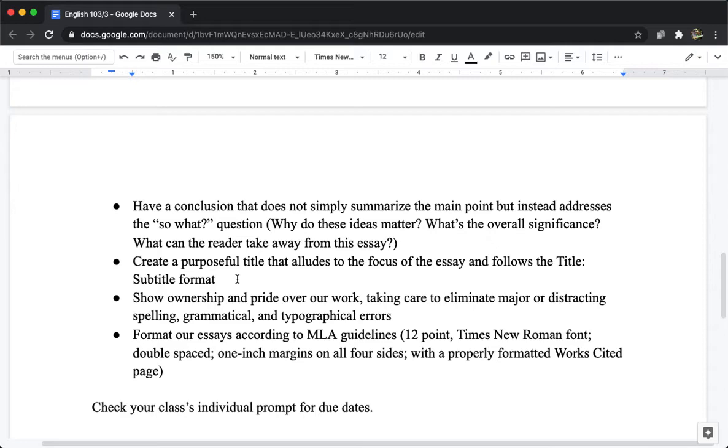That's one of the chief functions of a title. Now the second portion, the title, subtitle format, this is a convention of academic writing that we are going to now begin to incorporate in our essay projects. Now I'll include some more resources and explanation for this, but just for now, that's something that we're going to need to strive for in our titles.